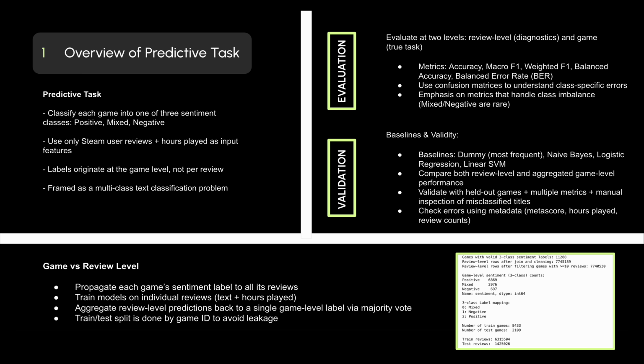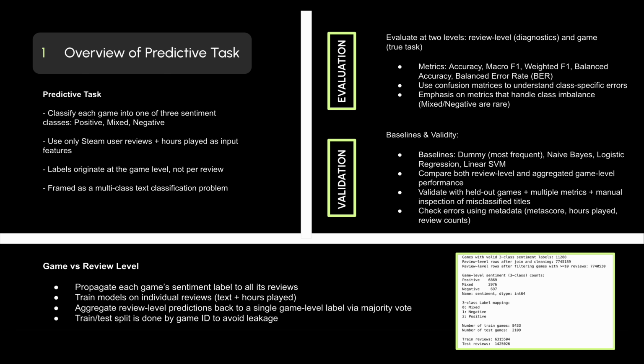So to formulate this as a machine learning task, I decided to propagate each game sentiment to all of its reviews. So that means we'll be treating each review as an individual training example, and then aggregate review level predictions back into a single prediction per game using majority vote.